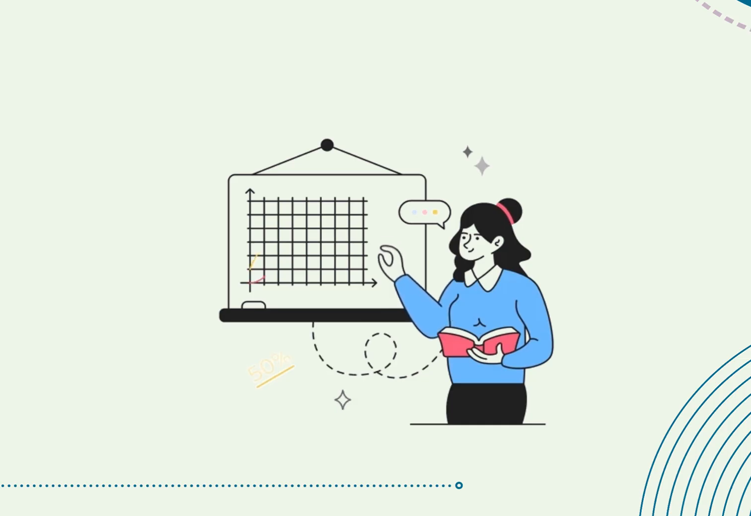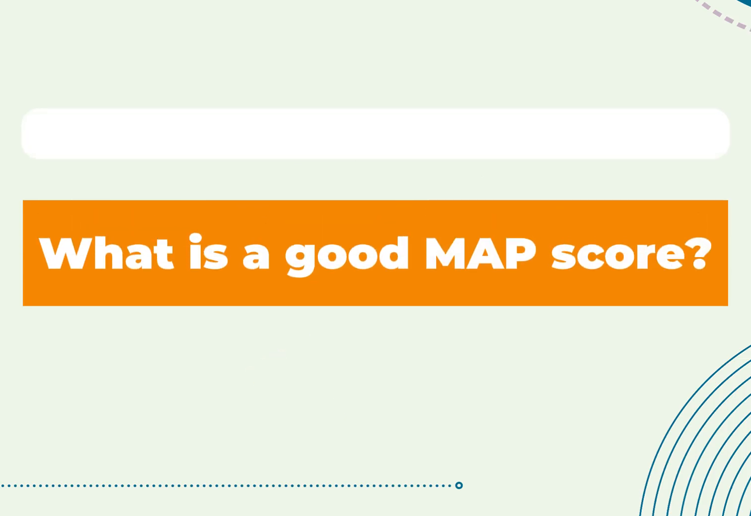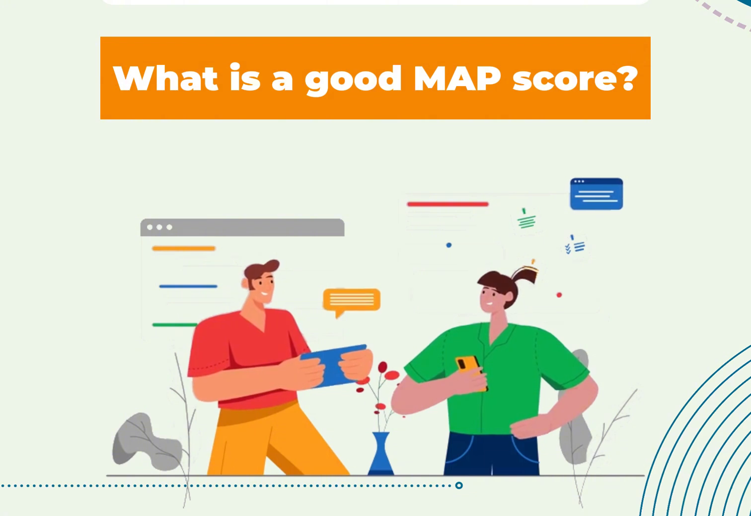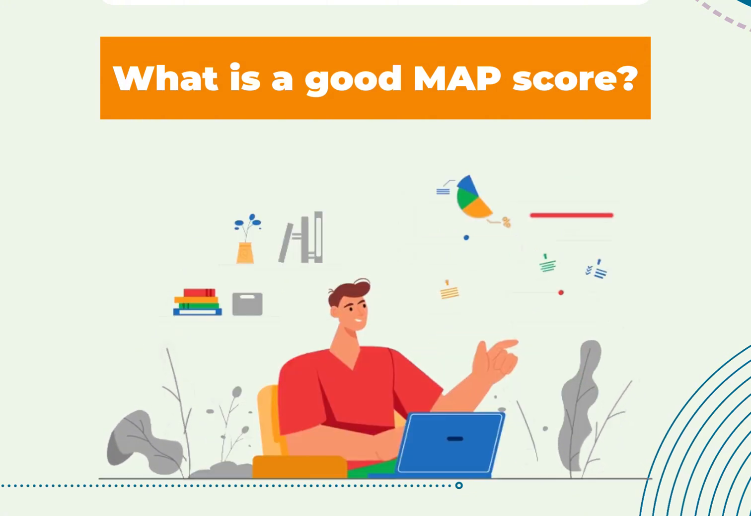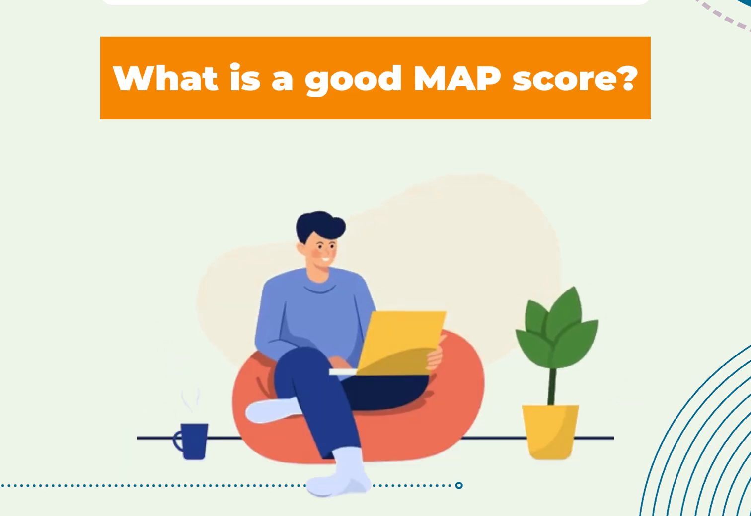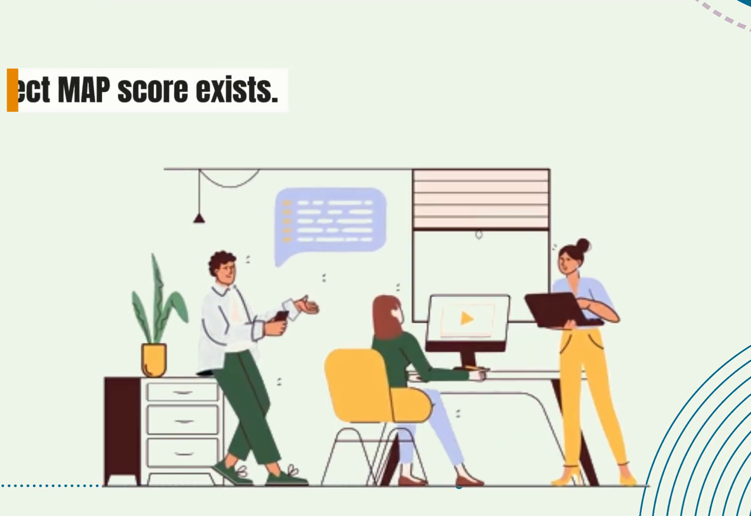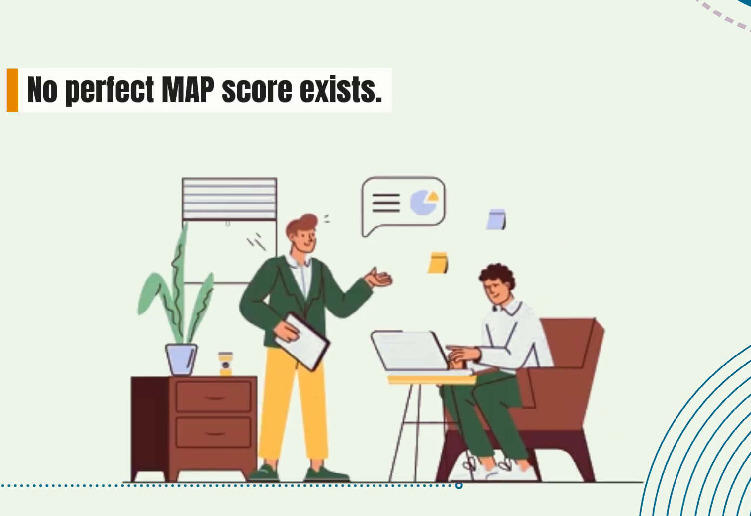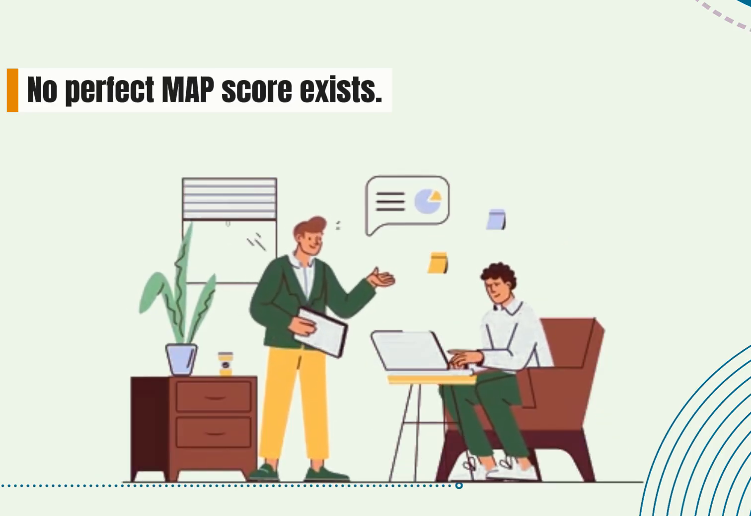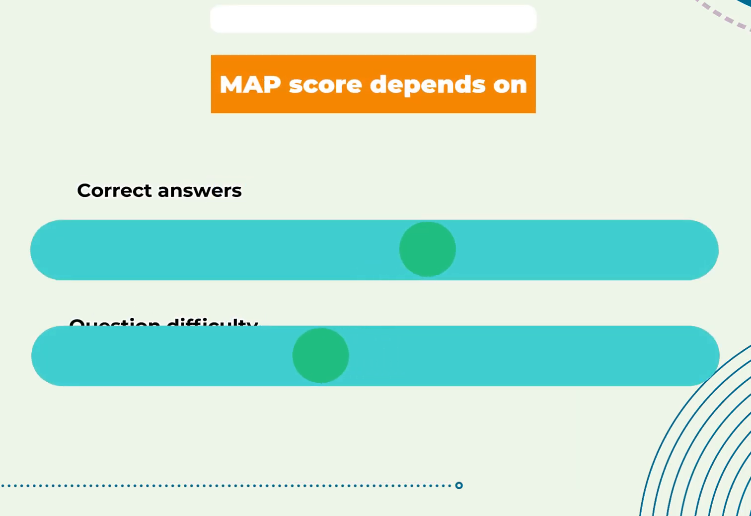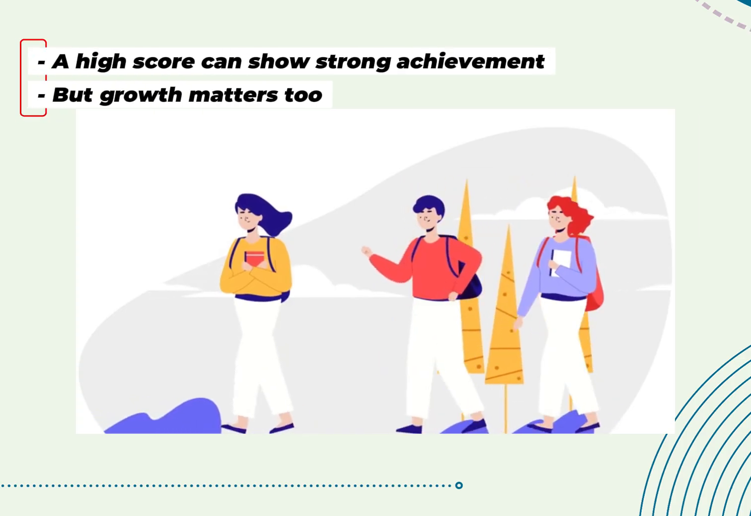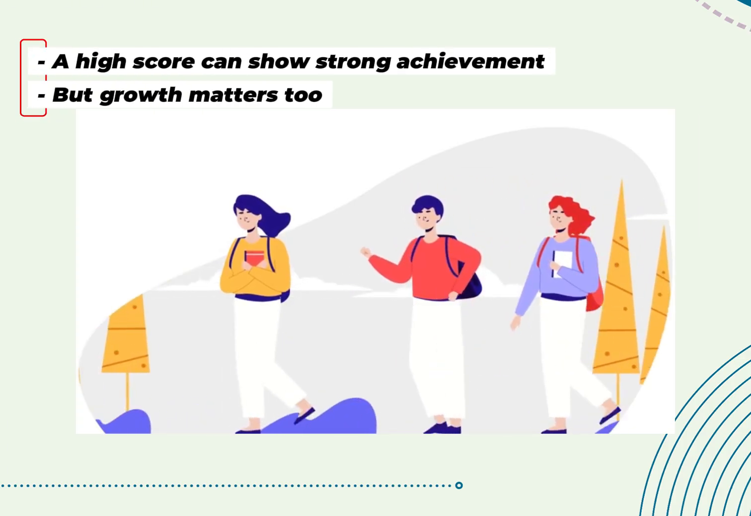One of the most common questions is, what is a good MAP score? The honest answer is, it depends. A MAP score depends on the student's grade, subject, testing season, previous scores, and growth over time. There is also no perfect MAP score. MAP does not work like a regular test where the goal is 100%. Because the test adapts, the score depends on 2 things: how many questions the student answers correctly, and how difficult those questions are. A high score can show strong achievement, but growth matters too.